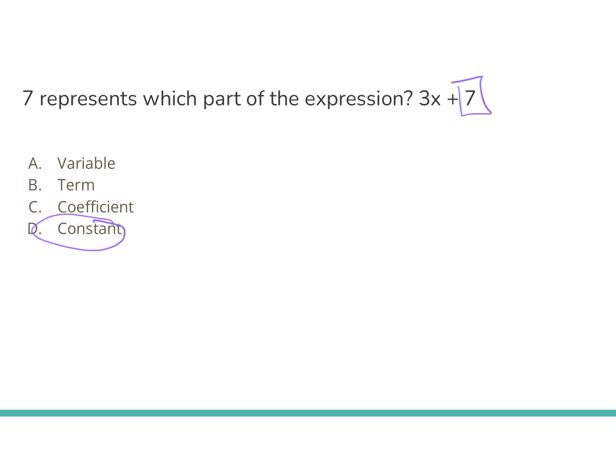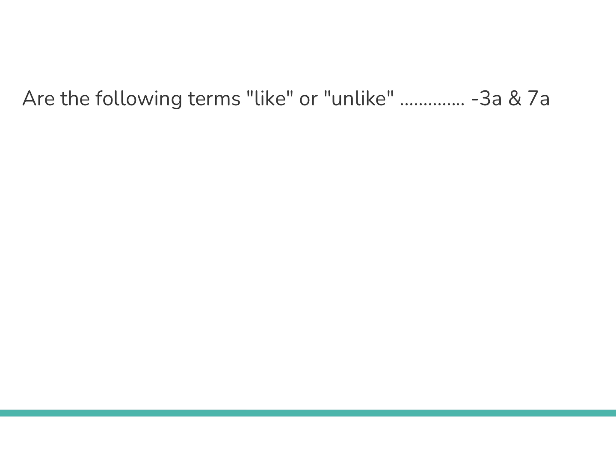It will not change. Are the following terms like or unlike? So negative 3a and 7a. Can you combine them or not? Yes, they are like terms because you can combine negative 3a and 7a. Are the following terms like or unlike? 5b and 12b squared. So this is unlike because like terms are when you have the same variable and the same power for their exponent. In this case, b squared and b are not the same thing.